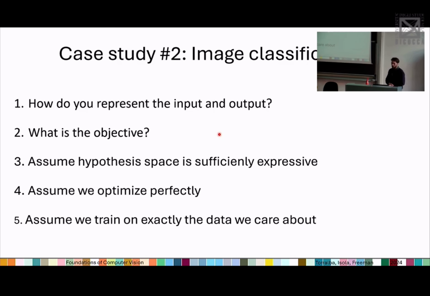If we want to apply that to the case of image classification, again we have the same points. We need to assume that the hypothesis space is really able to express all the kinds of issues that we have. We need to assume that we can actually search along all of this space. That's not a given at all. And we also need to assume that we are training on the data that we care about, and that's the so-called issue of posterior shift, which is not trivial at all.